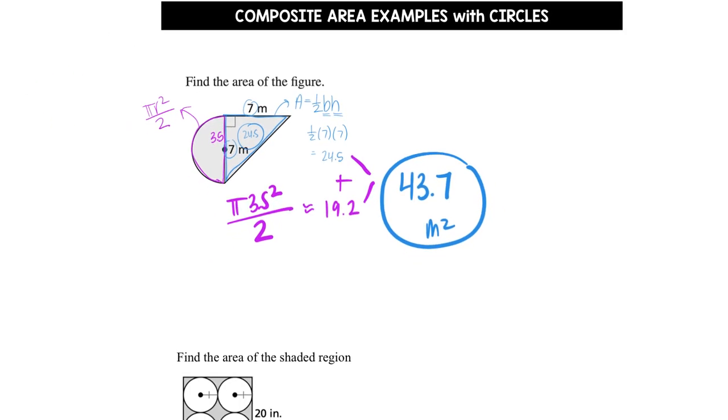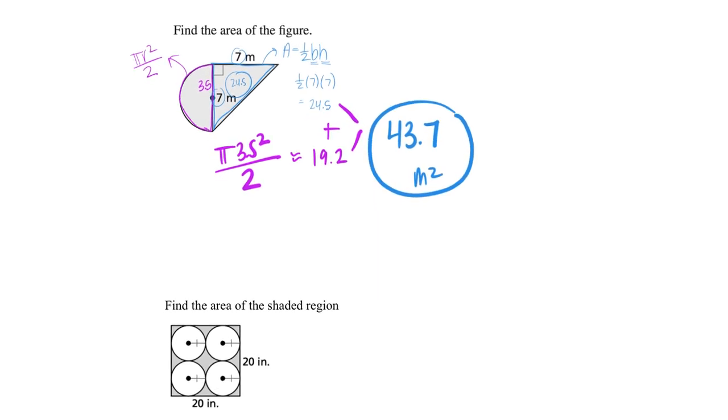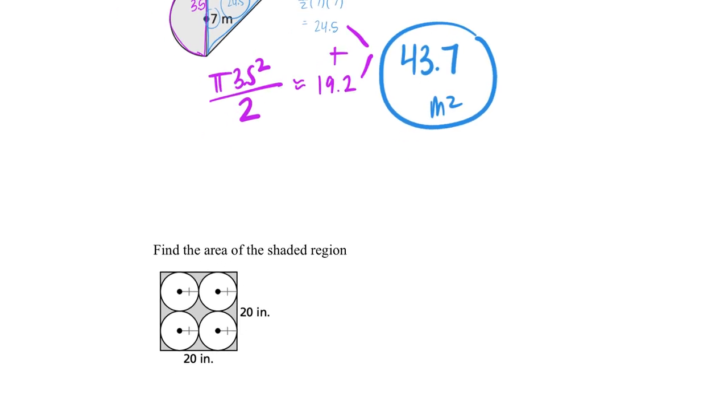Okay, the next example is similar, except we're not going to be adding the areas, we're going to be subtracting. This is one of those shaded region problems. So it looks like we have this square on the outside, and there's 4 circles that are being cut out of it. So what you're going to do is find the area of the square. That part's easy, right? It's just length times width. So it's 20 times 20. So that is 400. And then we're going to subtract 4 of these circles.